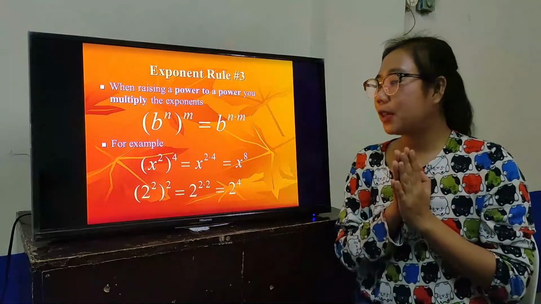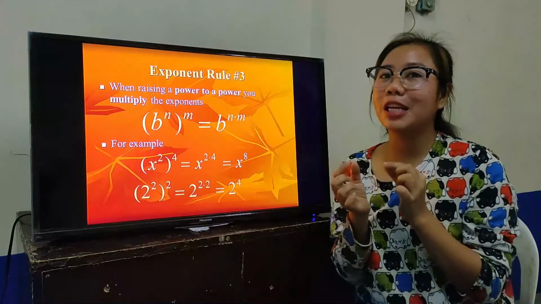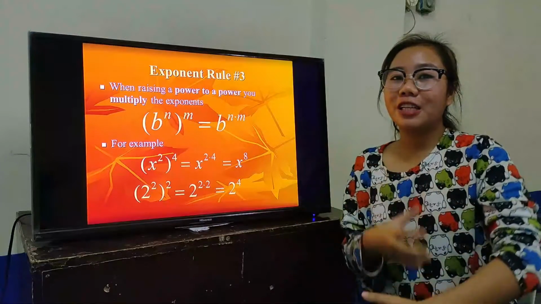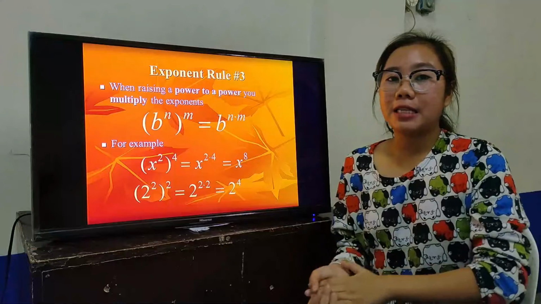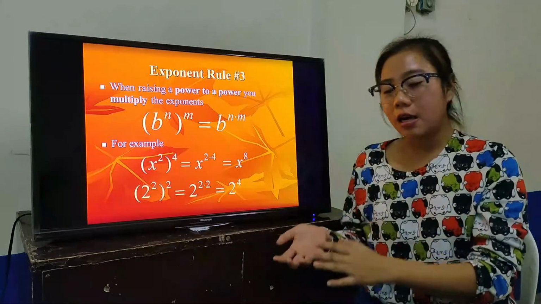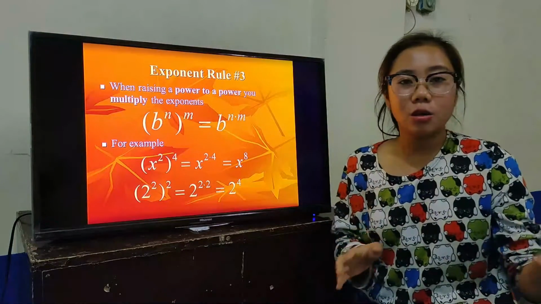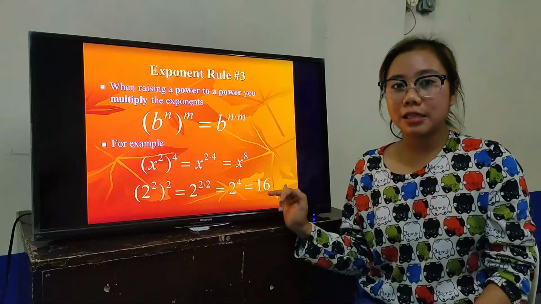Ma'am, hindi po ba siya pwedeng 4 times 4? Kasi yung exponent naman po yung gagawin natin base, hindi po pwede yun. According to the definition of exponents, you are going to multiply the base by itself for how many times the exponent is raised. So we have 2 times 2 times 2 times 2. So, 2 raised to the power of 4 is equal to 16.